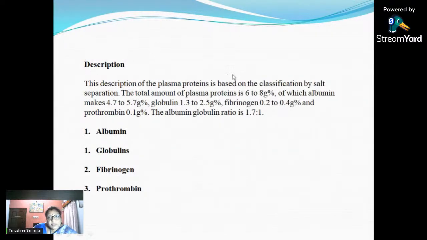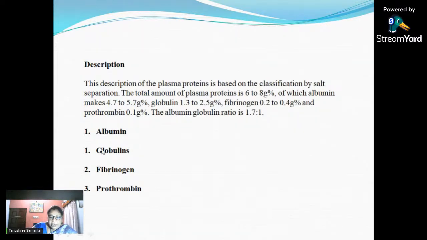To describe these plasma proteins, the total amount of plasma protein is about 6 to 8 gram percent, in which the albumin is about 4.7 to 5.7 gram percent and globulin about 1.3 to 2.5 gram percent. The ratio amounts to about 1.7 to 1. Fibrinogen comprises about 0.2 to 0.4 gram percent and prothrombin is about 0.1 gram percent. So the major components of these plasma proteins are albumin, globulins, fibrinogen, and prothrombin.